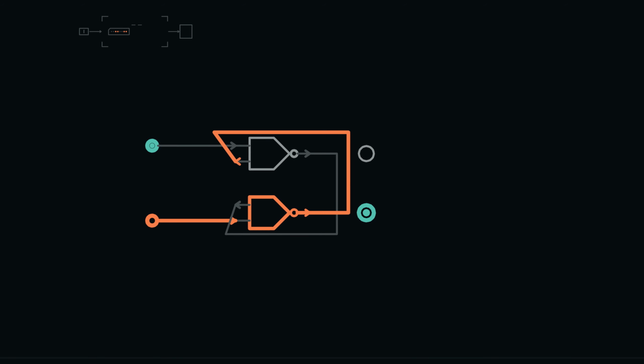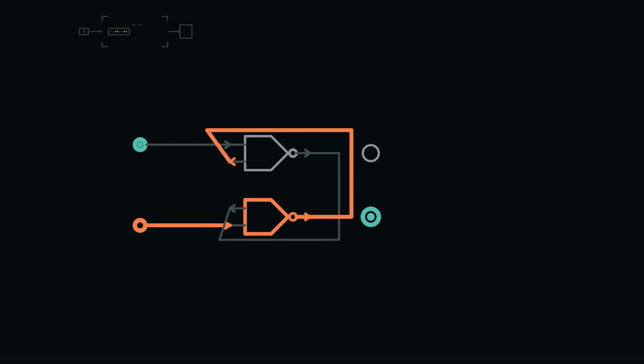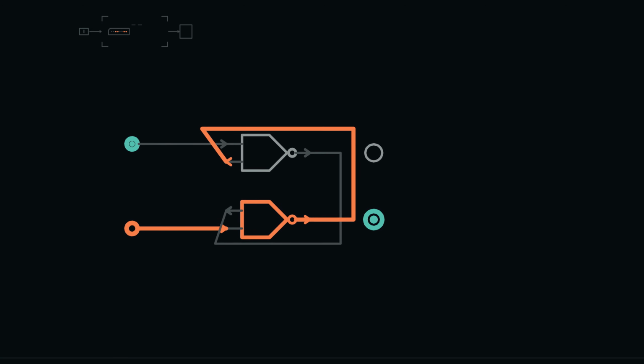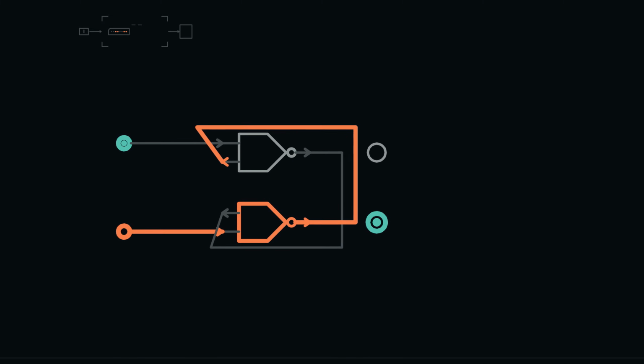Request reset by making the reset input 0, while set remains 1. The lower NAND is forced to 1. That returns to the upper NAND, whose 2 inputs are now 1, so Q becomes 0. Release reset to 1. The pair continues to support Q0 and not Q1.